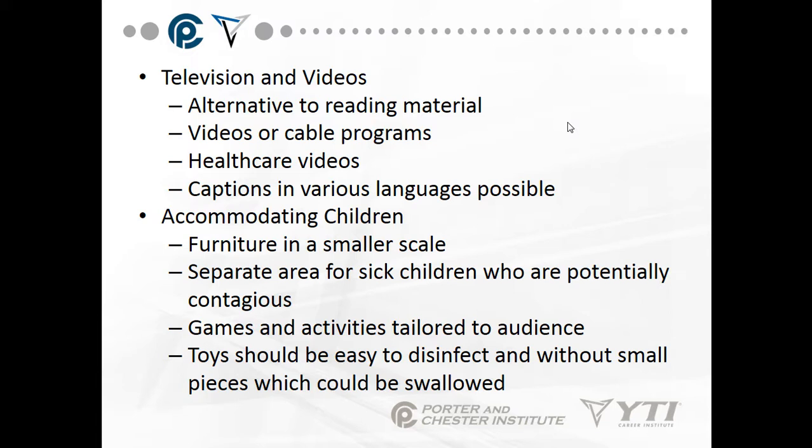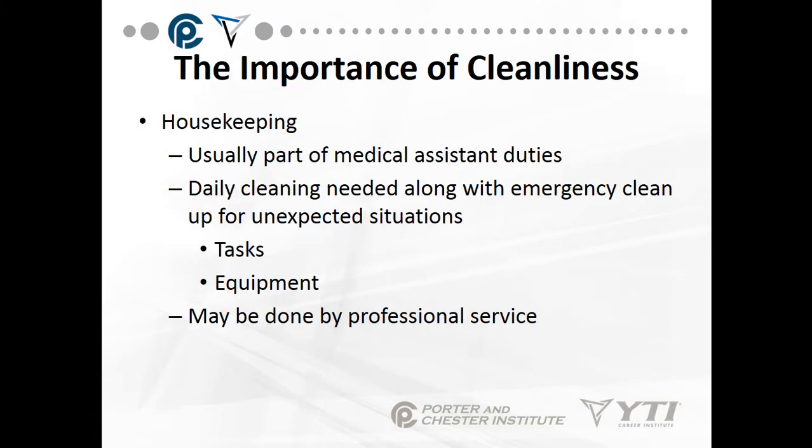Accommodating children. Furniture in a smaller size. Separate area for sick children who are potentially contagious. Most offices, if they have a child coming in who may have a contagious disease, will tell the parents, wave from the door or tell me right when you're getting here, and the office staff will relocate them to a room that's set aside, a practice room or an examination room for sick or potentially contagious children. Games and activities tailored to children. Toys should be easy to disinfect and without small pieces which could be swallowed.